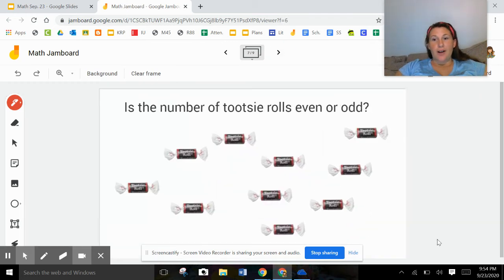All right, so now you don't have to do the work of representing your objects. I already have objects on here for you. Is the number of Tootsie Rolls even or odd? Immediately your brain should have said, start finding buddies for everybody. Start finding pals. And if one of them doesn't have a buddy, the number is odd. If everybody has a buddy, the number is even. All right, let's do it.